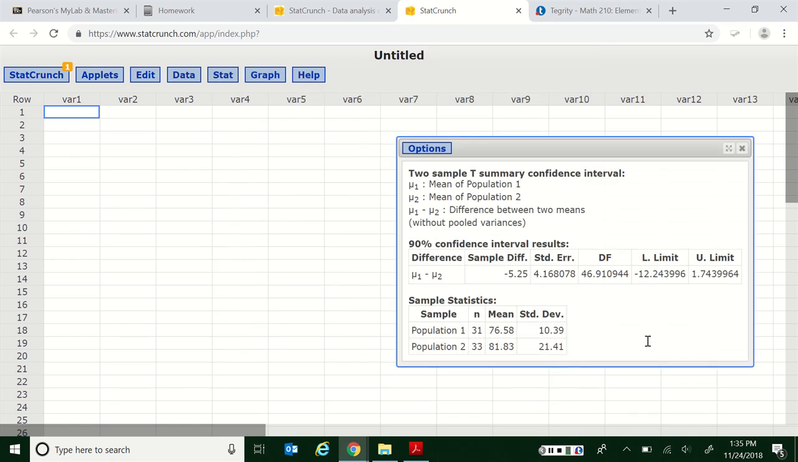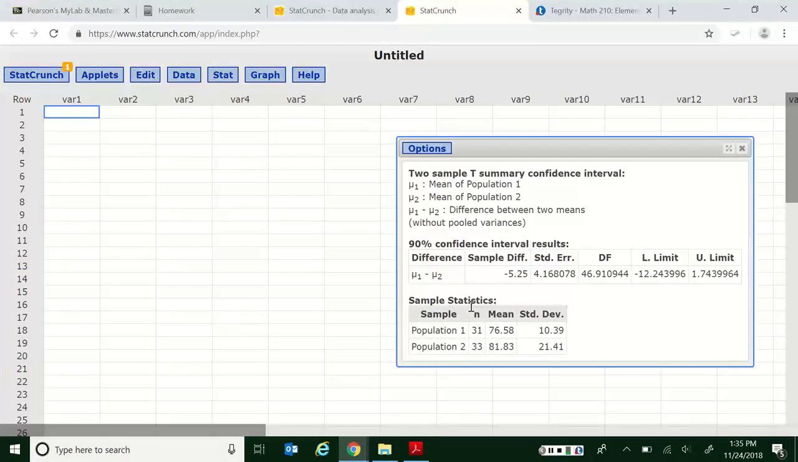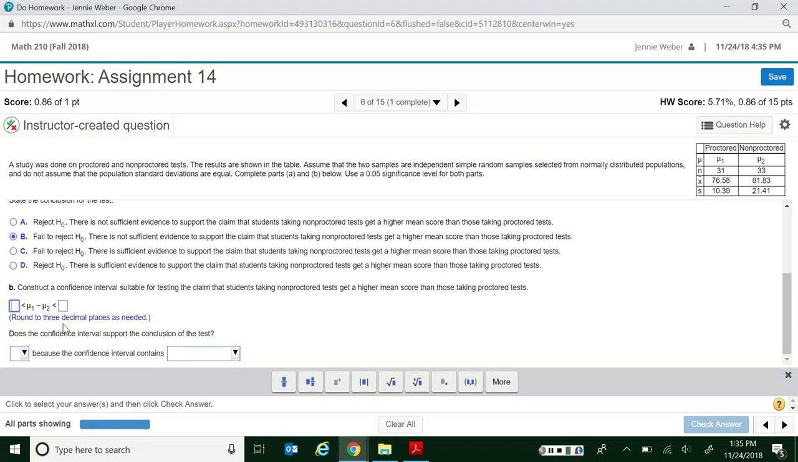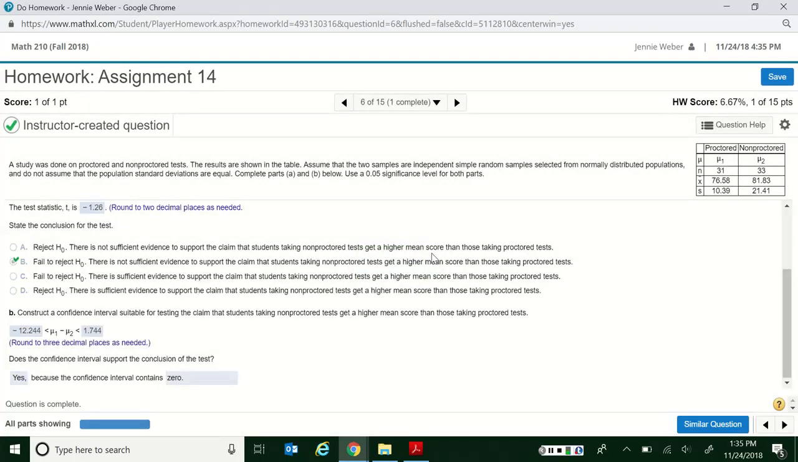And then coming here, so then my lower limit right here, okay, let me write this down. Negative 12.244 and 1.744. Okay, so negative 12.244 to 1.744. And then does this work? Well, yes, it does, because it contains 0, which is saying the same thing as, okay, well, it could be no difference. And so we got it correct. And so that's how you get it to do it in StatCrunch.